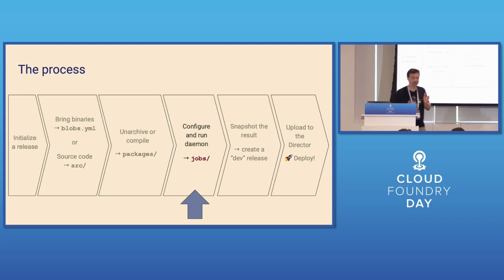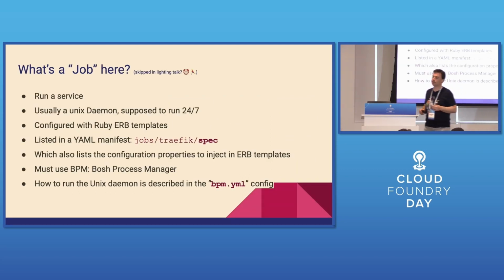We configure and run the daemon then. That's the job. What's the job here? It's a service. It's a Unix daemon. It's supposed to run 24/7. It's configured with Ruby ERB templates. These templates are listed in a spec YAML file. It also lists the configuration properties. We're going to see that.